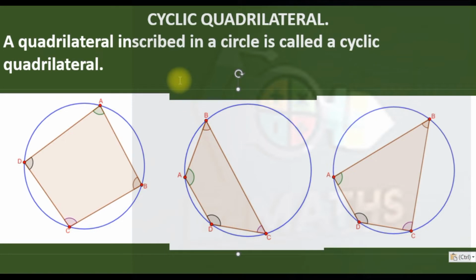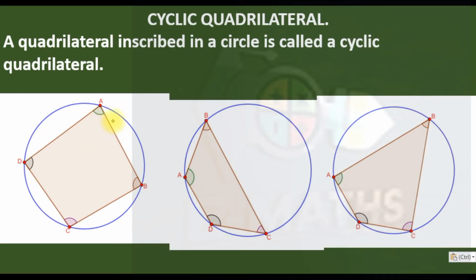As you can see, we have three different diagrams. They are all cyclic quadrilaterals because, as you can see, all the vertices are on the circumference. So it's a cyclic quadrilateral. Also this, all the vertices are on the circumference. Also this, these are all cyclic quadrilaterals. So let's now state some theorems under this.